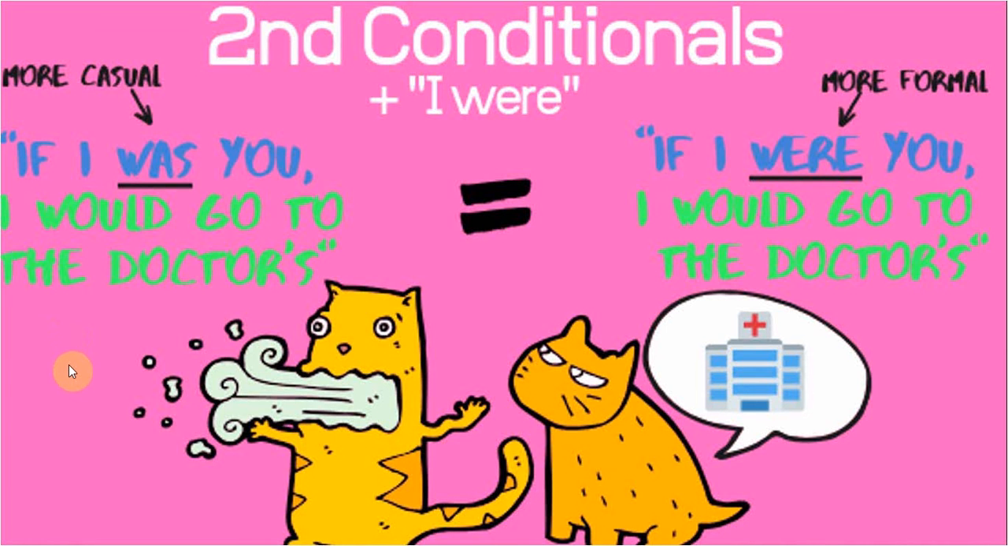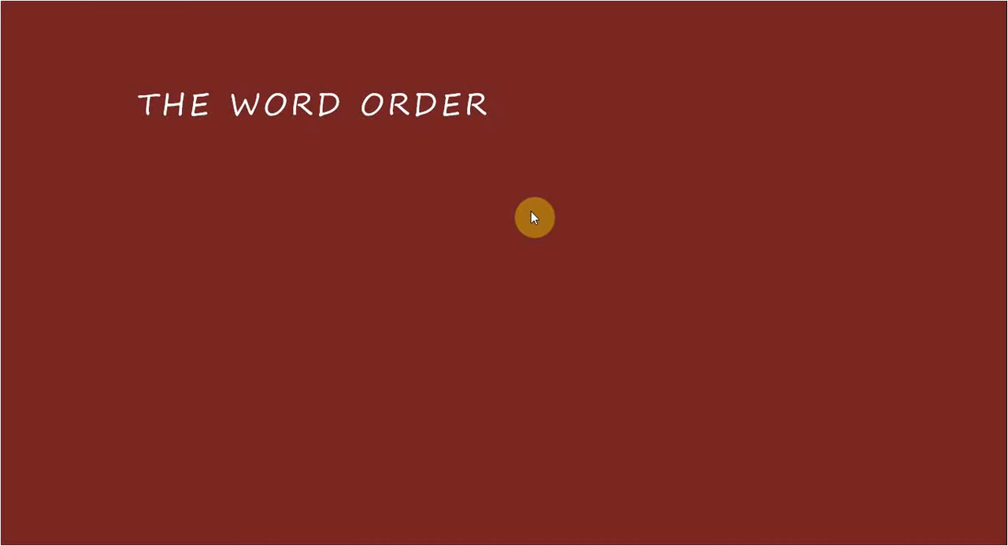So let's see the examples with advice. If I was you, I would go to the doctor's. This is a casual way of saying it. And if I were you, I would go to the doctor's. This is a more formal way.